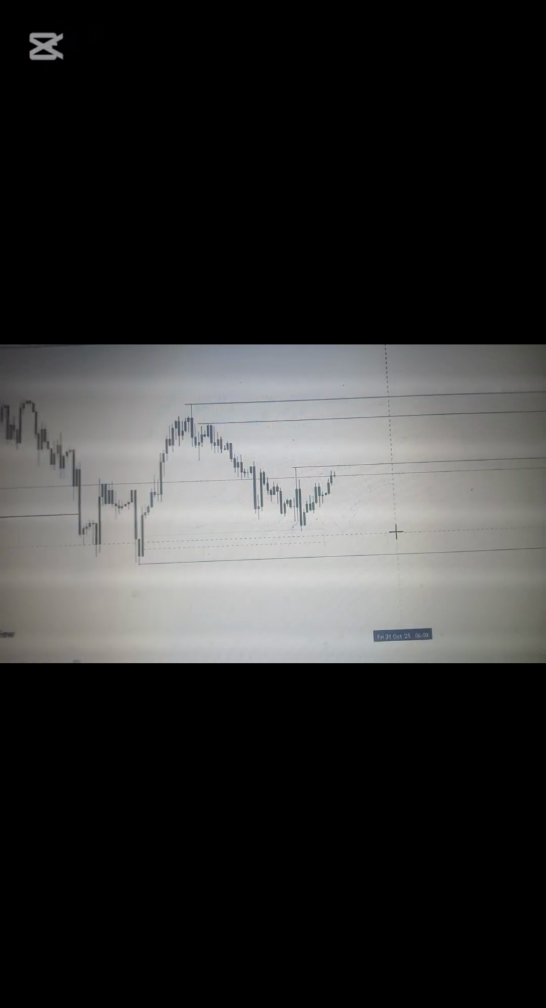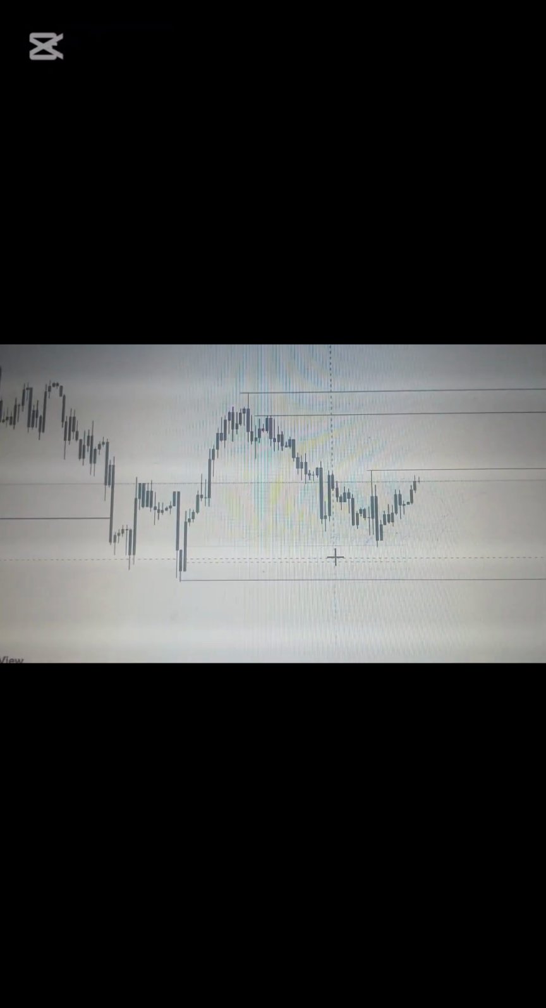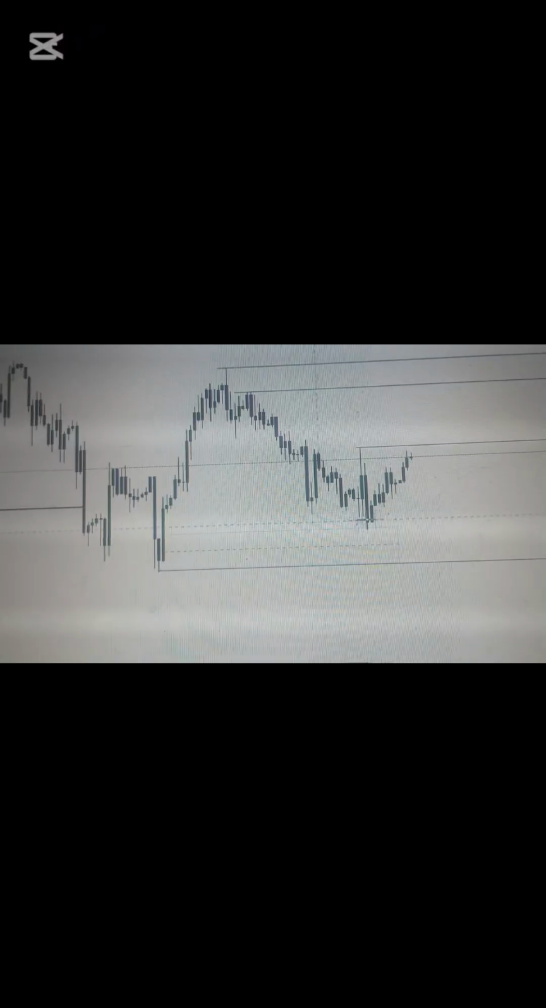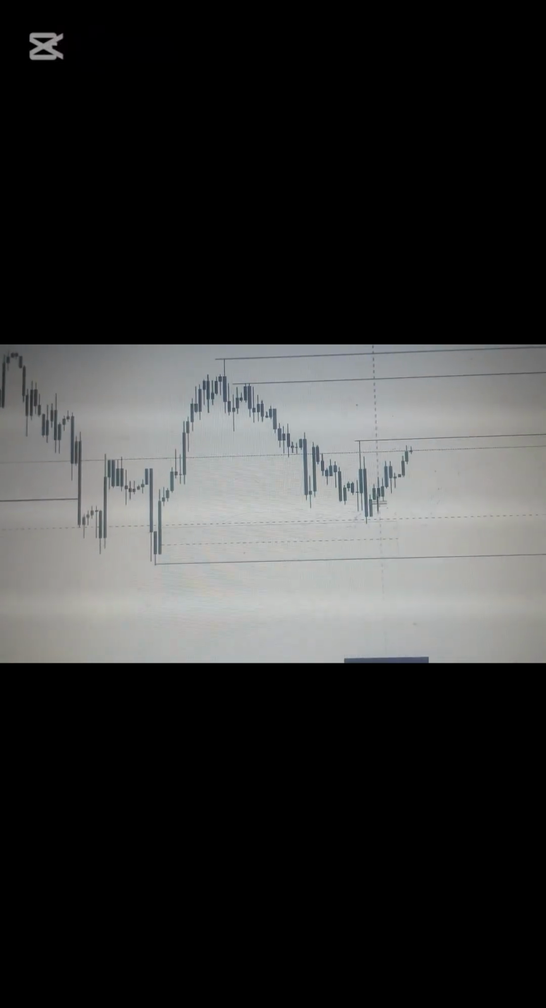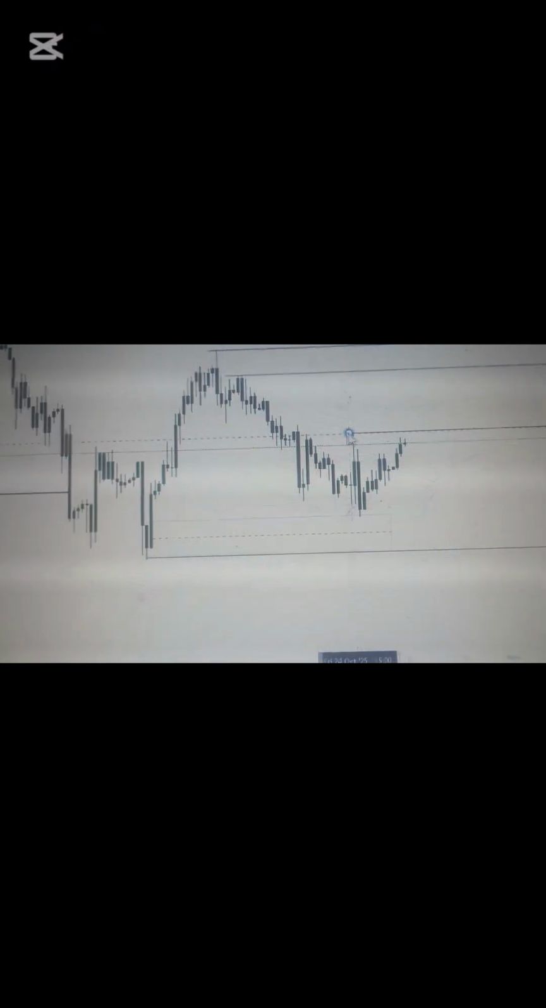Here is my 4 hours time frame, and as you can see, I've already marked my 1 day order block, and this is my 1 day order block here. And you see, price is trying to respect my 1 day order block. Price is actually respecting it. So what I want to see now is for price to break my 1 hour recent high.